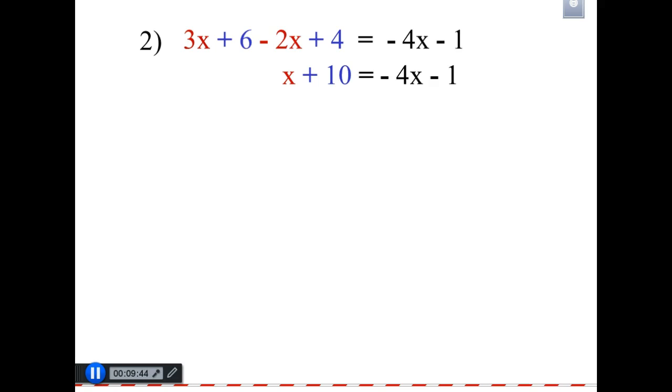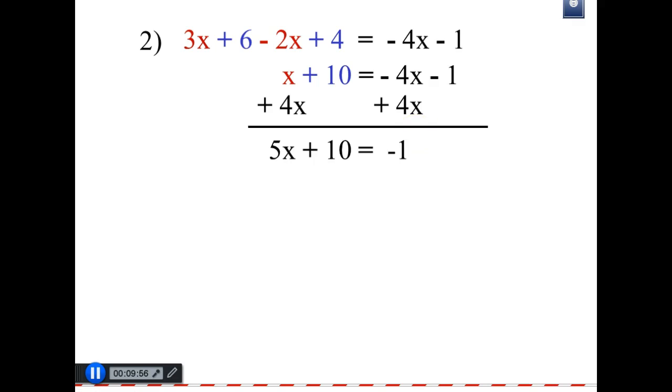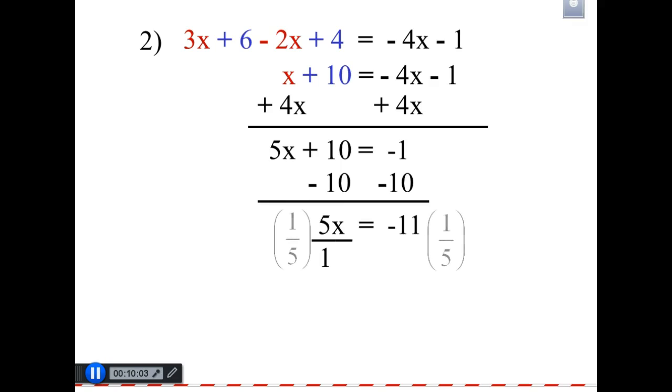Add and subtract to both sides. So very key, important step not to forget. And again, at this point, you could do a different way. You could subtract x on both sides if you wanted to. Completely up to you. Finish it up. Multiply by reciprocal or divide by 5.